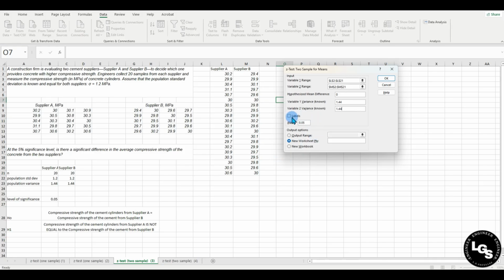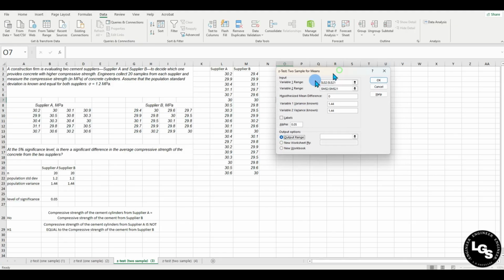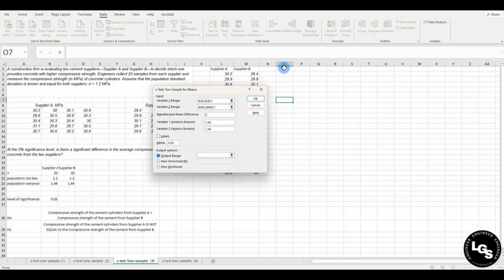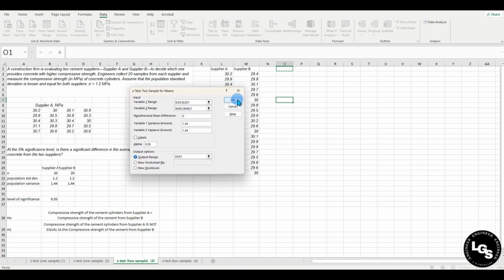Then for the labels, I will not check this because I did not highlight the labels when I chose the data for the input. Then for the alpha, it is 0.05, so we do not need to change this. Then for the output range, we can choose any blank cell for the result. Then click on OK.